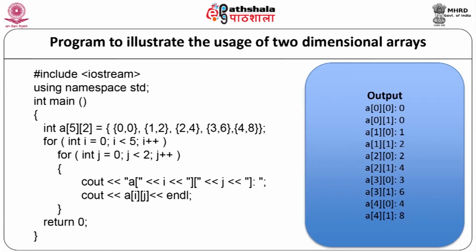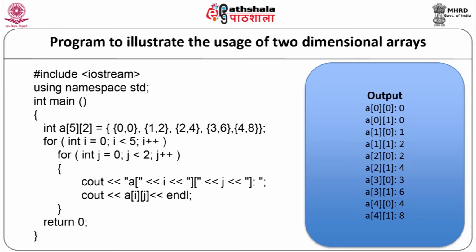Now let us see a simple program to see the usage of two-dimensional arrays. We will start with our program, #include <iostream>, using namespace std. We will start with our main function, int main. We will declare and initialize our two-dimensional array as int a[5][2], where 5 is the number of rows and 2 is the number of columns, and we are initializing the 5 rows as 0 0, first row, 1 2, second row, 2 4, third row, 3 6, fourth row, and 4 8, fifth row.